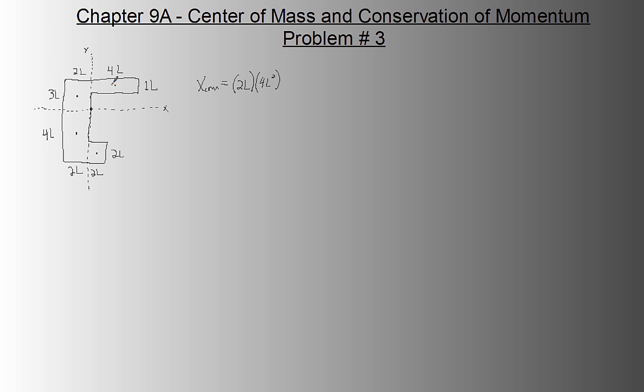Let's do this one next, right here. Plus, so what's the x coordinate of this center of mass? Well, if this length is 2L and the center of mass is halfway over, we're only going over 1L. So it's going to be 1L.